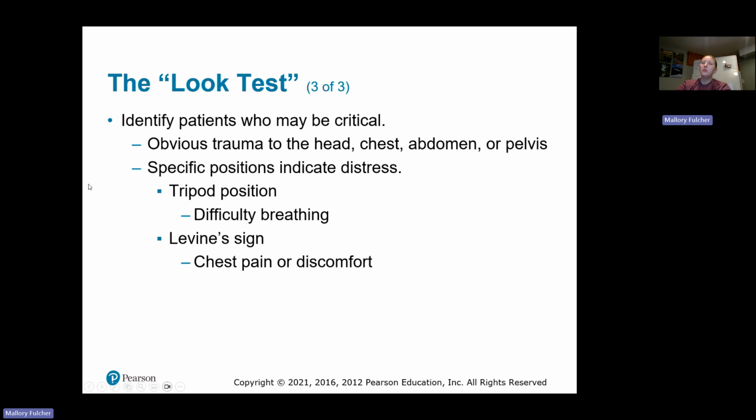Tripoding position is a big one. So if the patient is kind of leaning forward, holding onto their knees and straightening their neck out into a sniffing position, that is a tripod position, and it's indicative of difficulty breathing. And then we've got Levine sign, which is that classic, oh, my chest hurts. You're grabbing your chest right away. That's Levine sign. Tripod positioning is one that, we've all seen it, right? We've all probably done it at some point.